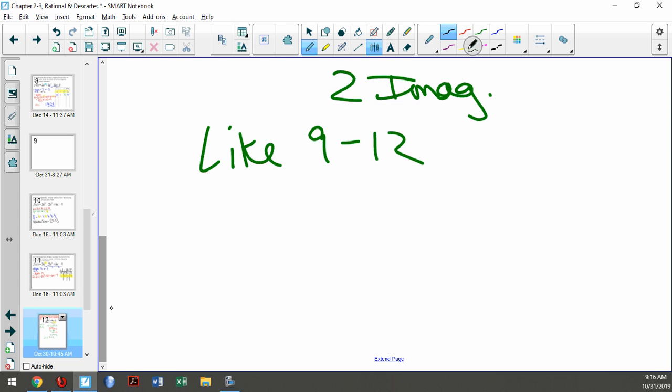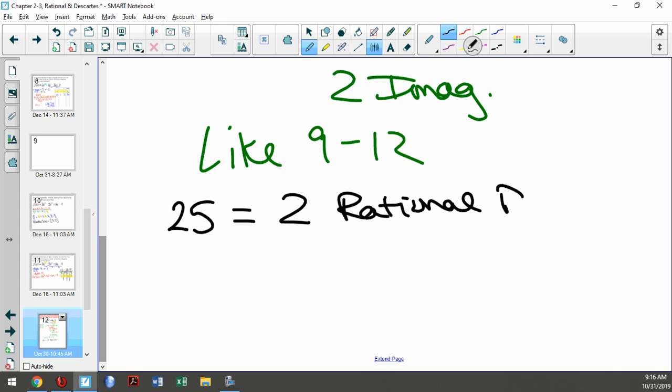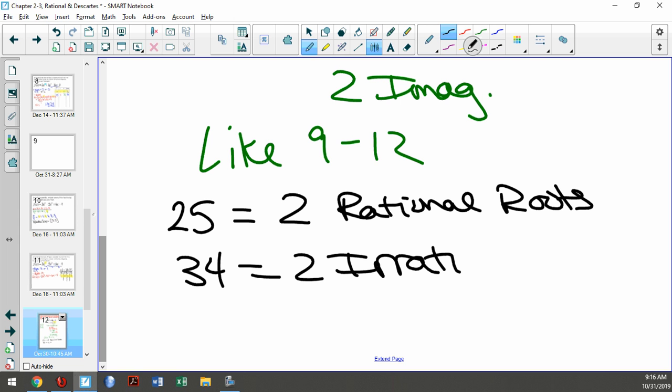Now, if my value would be, let's say, 25, I would have 2 rational roots. But if it was, let's say, 34, 34 is not a perfect square, so that would mean I'd have 2 irrational roots. The reason why this is rational is because 25 is a perfect square.